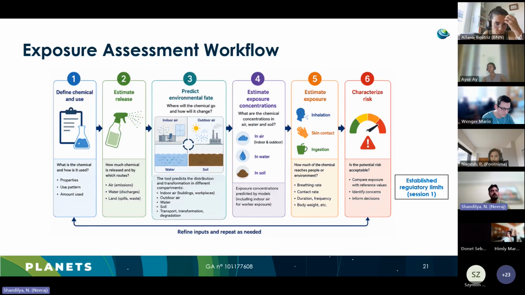Now, if it's a volatile, then it could be fumes coming out of it, or aerosol coming out of it. If it's a dusty, then powder particles getting airborne, for example. Water discharge could be that you are directly discharging into the wastewaters, or some accidental spills are happening in the groundwater or something like that. In the land also, it could be the waste, or you are landfilling it. So these are the type of the release that you can estimate at the second step.